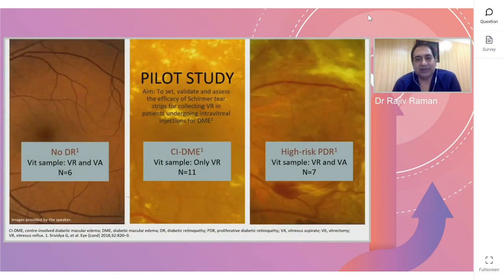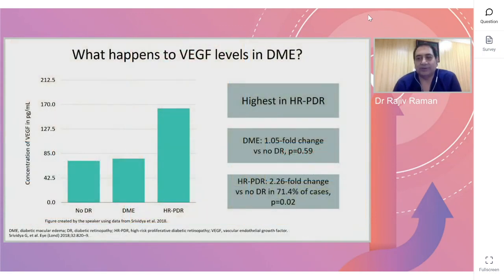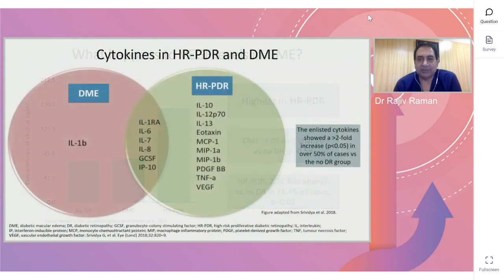So this was a study where we tried looking at this reflux and measuring nearly about 28 cytokines. We had patients with no diabetic retinopathy, we had patients with center involving DME, and those with high risk proliferative retinopathy. And what happens to VEGF? So definitely VEGF was highest in patients with proliferative diabetic retinopathy. It was high in DME too, definitely more high in patients with proliferative retinopathy.